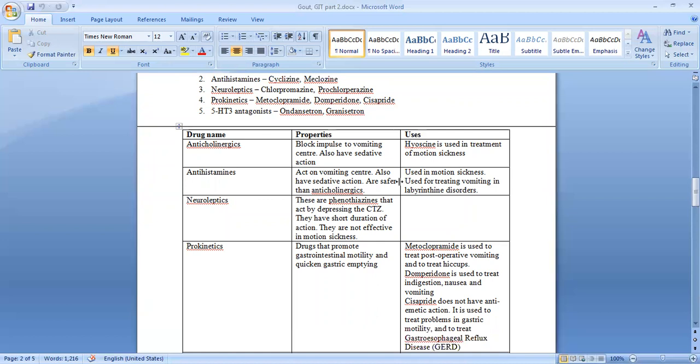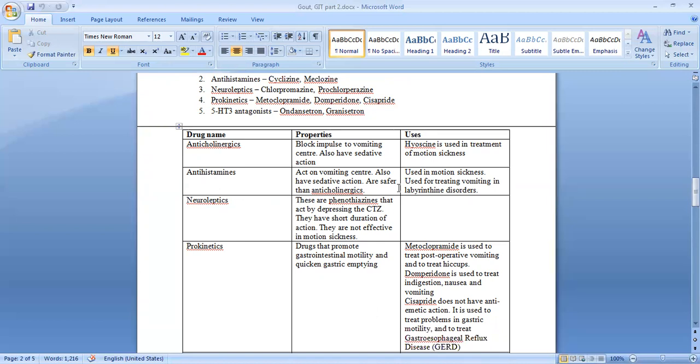Antihistamines, these drugs act on the vomiting center and they also have sedative action. And as compared to anticholinergics, their action is milder. So they are more safe to use as compared to the anticholinergic drugs. So antihistamines are used in motion sickness. They can also be used to treat vomiting which arises from labyrinthine disorders.